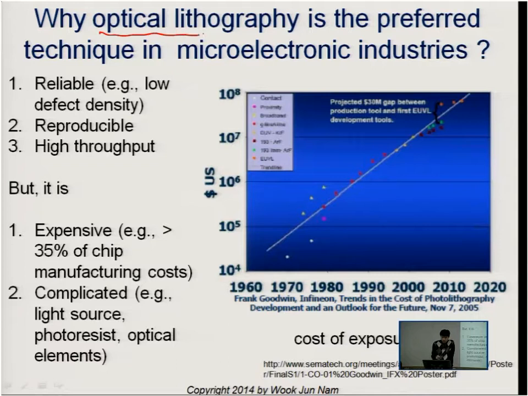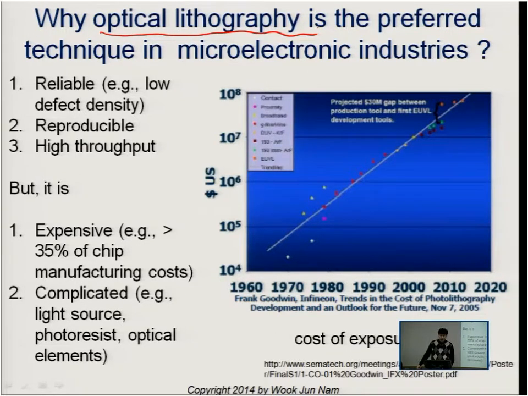And why is it that the microchip and microelectronic industries like to use optical lithography for their production line? The major reason is that optical lithography is reliable, and it is reproducible, and it offers high throughput. The high throughput here is at the wafer size. At the current generation, people are using a 12-inch wafer size. People want to process more than 100 wafers per hour. So that's the throughput.